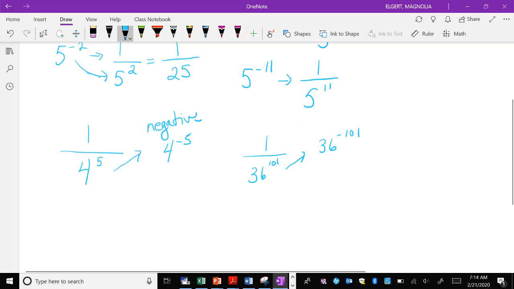So basically, if you want to take a power and you want to switch it from positive to negative, you have to change its spot. When I'm talking about its spot, I'm talking about on a fraction with the numerator, the top, or the denominator, the bottom. You have to change it to make it positive or negative.